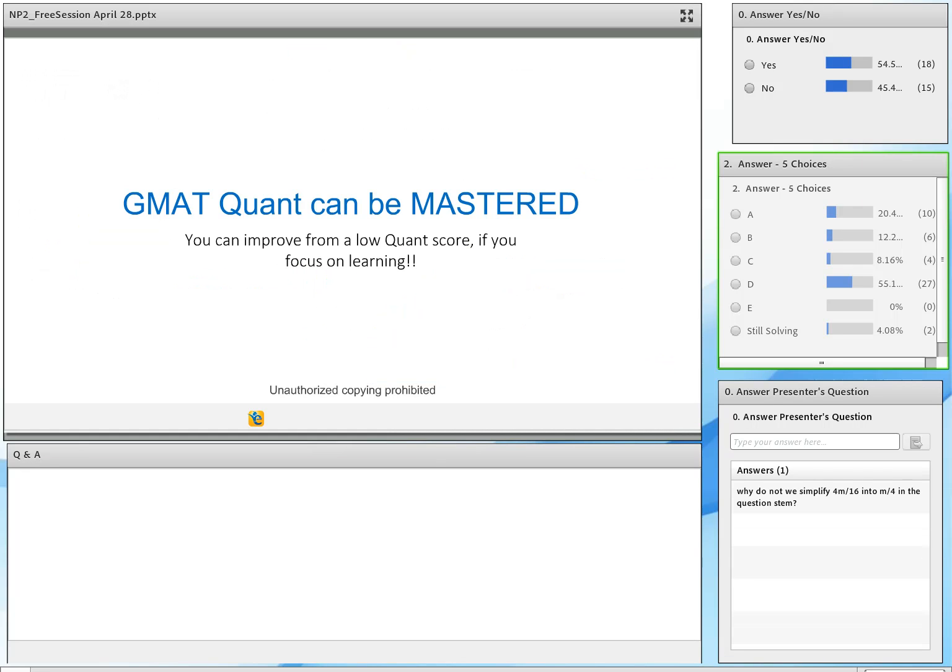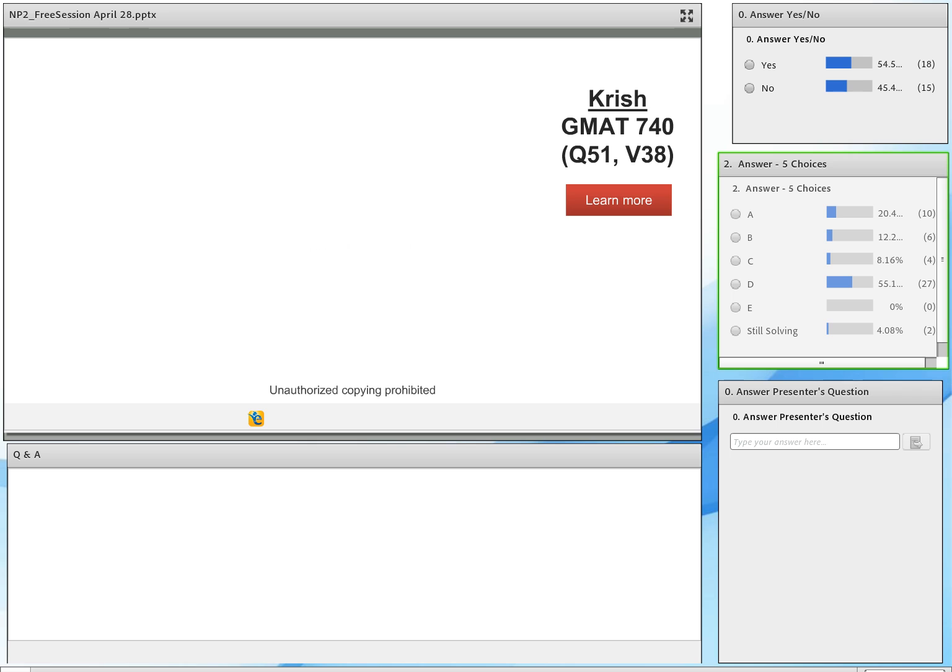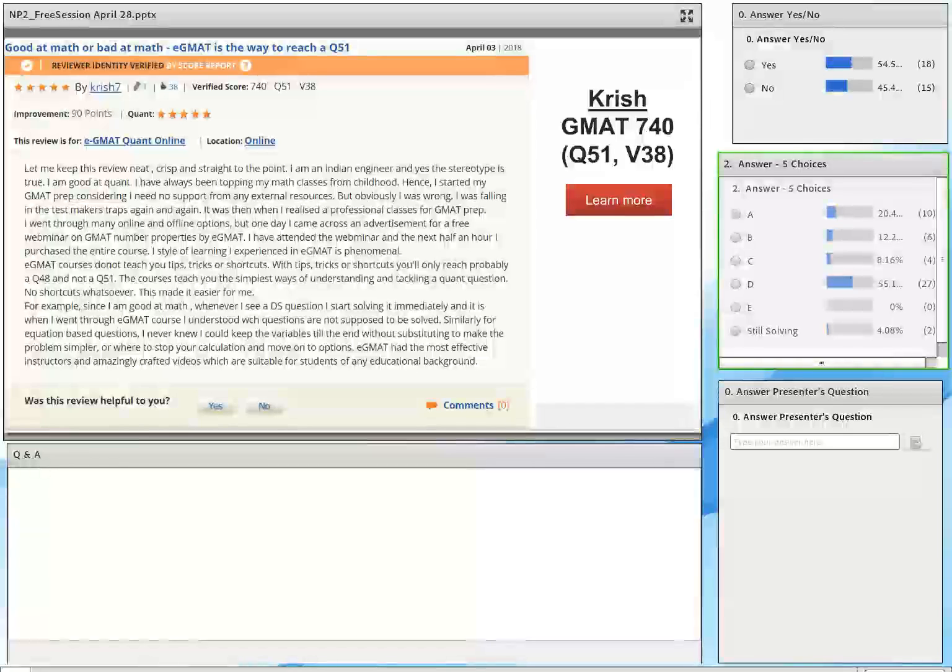So to summarize all of this, what I would say is that GMAT quant can definitely be mastered. Okay, you can improve from a low quant score if you focus on learning. Okay, that's very much possible. Now this first success story is for people who think they are really good in quant. Okay, and you can review and you can see his verified review on GMAT Club.